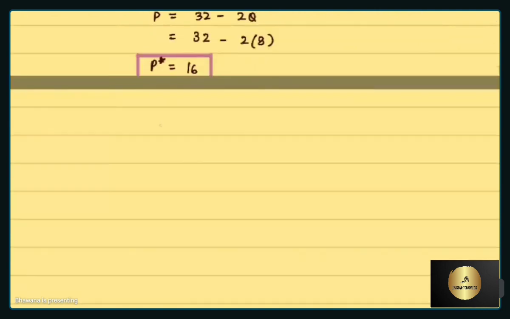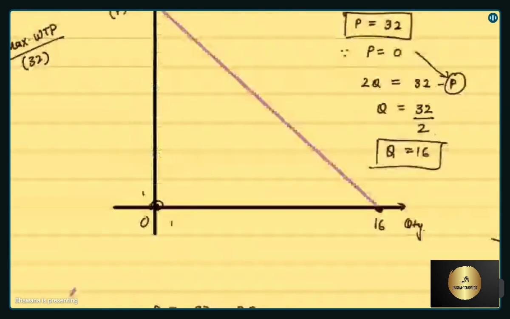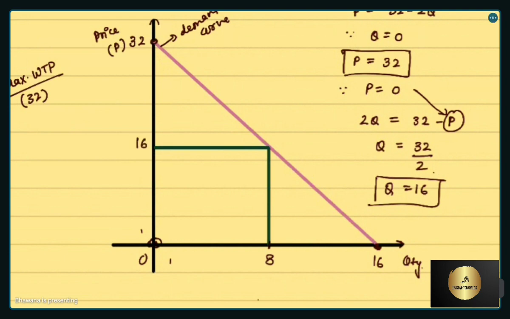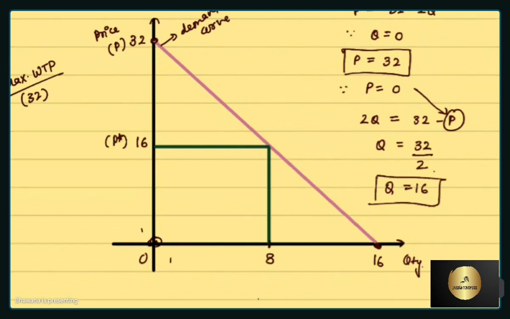Okay, so we can write it here: P star, Q star as 16, 8. Now we can put these values on this demand curve. Let's say these 8 units, you are getting these 8 units at price 16. So price is 16. This is your P star. This is your Q star.